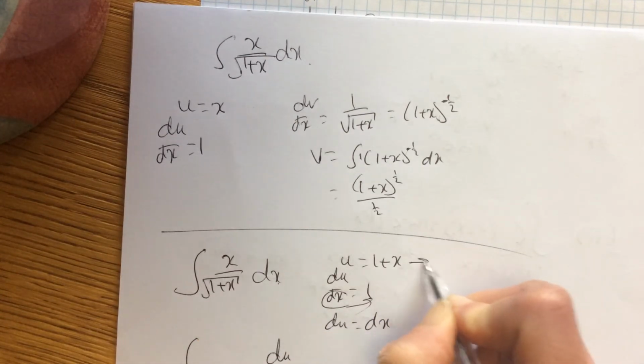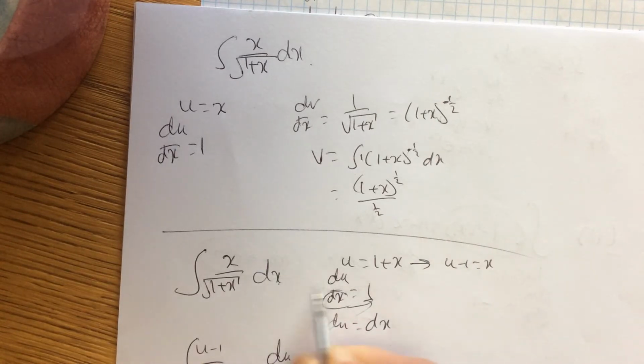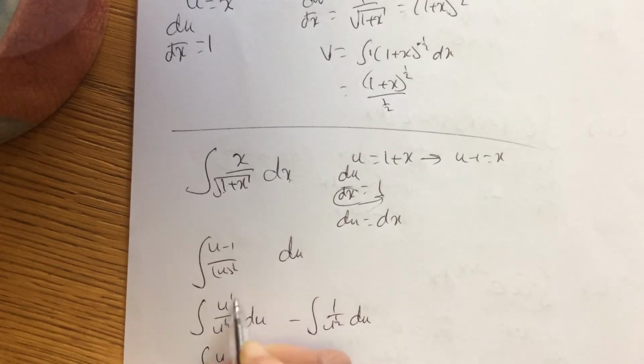Your x, if you rewrite that, is u minus 1. The bottom line, that's your u bit to the power of a half. So split it up so it's u over u to the half minus 1 over u to the half. That cancels down to 1 take away a half because you subtract the powers, and that's bring it up.